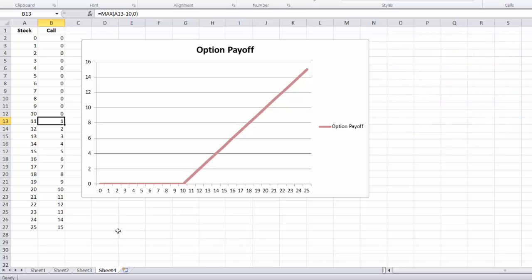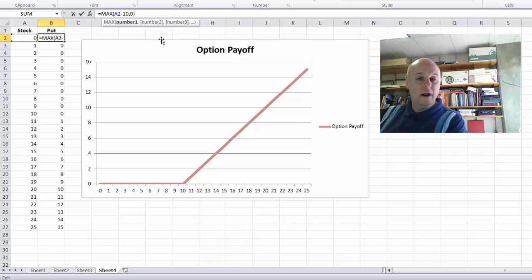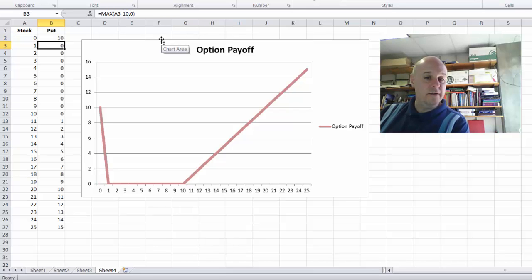The responsible way to use an option would be, well, let's go back to that put option. Now think about the situation where I own one of those stocks. I own a stock, a share in this company, and it's trading at $10.